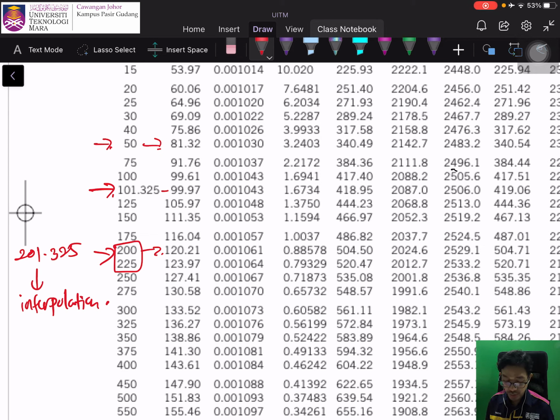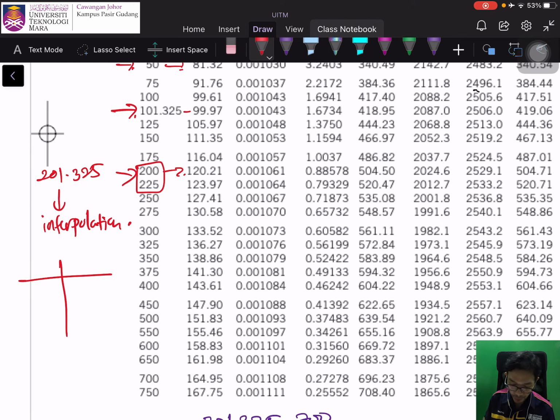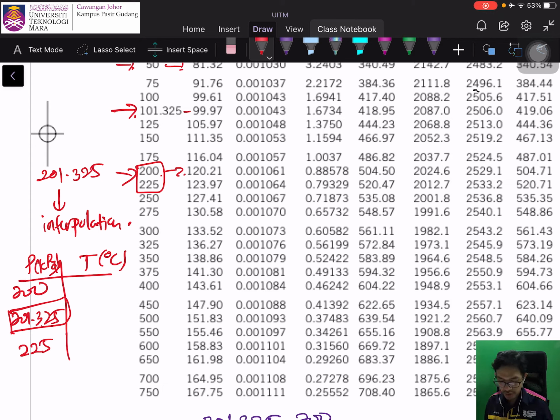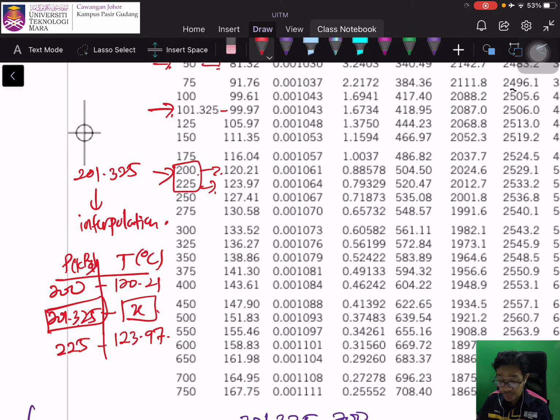Okay, so I want to find the value of the temperature at 201.325 kPa. So I need to make two columns here for your pressure and also temperature. I take the first, lower value here, 200 kPa, and this one is degrees Celsius. Our value of interest is 201.325 kPa, and then 225 kPa is your upper value, and then you need to get the corresponding temperature for each of these pressures. For 200 kPa it is 120.21 degrees Celsius, and for 225 kPa it is 123.97 degrees Celsius. So we need to get x, which lies between the upper value and the lower value. This is the interpolation method that you need to use to get the corresponding temperature for 201.325 kPa.